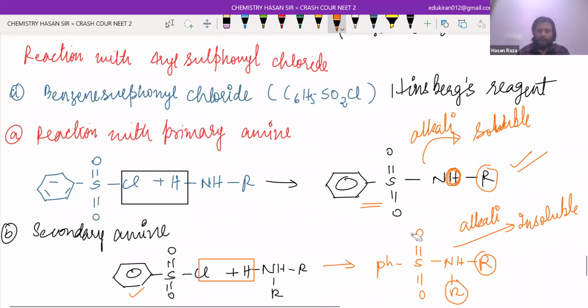Just wait a minute, I have written it wrong. Now this is your secondary, in which only one hydrogen is there. And tertiary does not react. This is very simple, right? With tertiary, there will be no reaction.